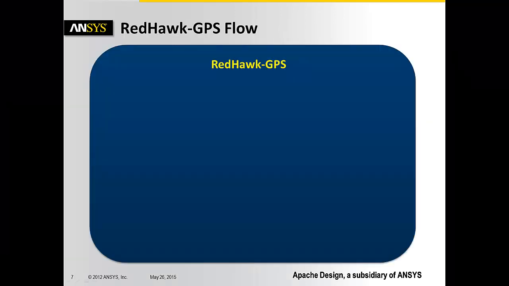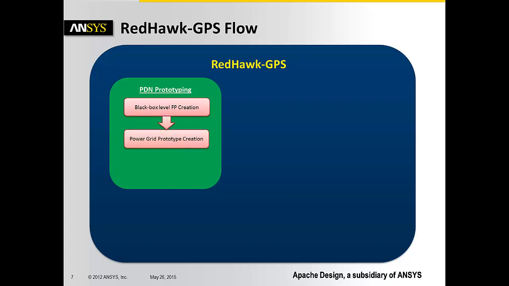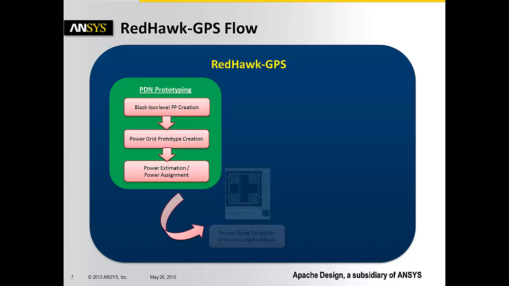Let's take a look at the RedHawk-GPS flow. The PDN prototyping will happen inside GPS. Even if users don't have a floor plan DEF available, they can create a black box level floor plan inside GPS, following which they can create the power grid prototype. Once the power grid prototype is ready, they can go for power estimation assignment. Once everything is ready, RedHawk will be launched for analysis purposes.